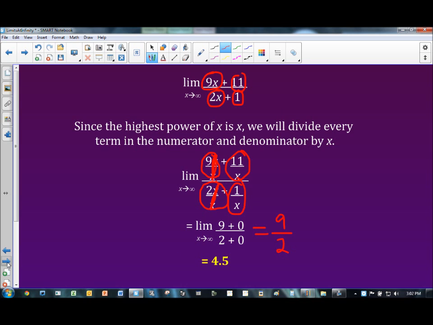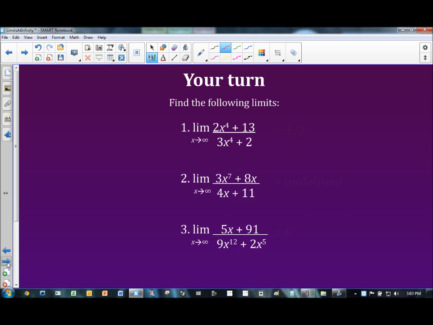Okay, so those three are the only three things that'll happen. Either there will be a horizontal asymptote of 0, a horizontal asymptote of the lead coefficients, or no horizontal asymptote at all. And you need to know when those happen so you can do these problems a lot quicker. All right, it is your turn. You need to find the following limits. Again, it's the same kind of question. So pause the video, take some time and solve these problems, and then when you resume, we'll talk about the answers.